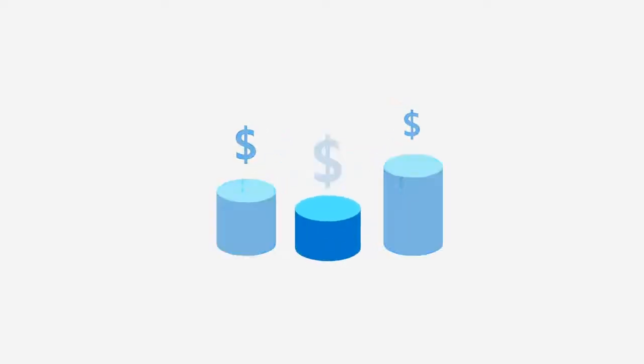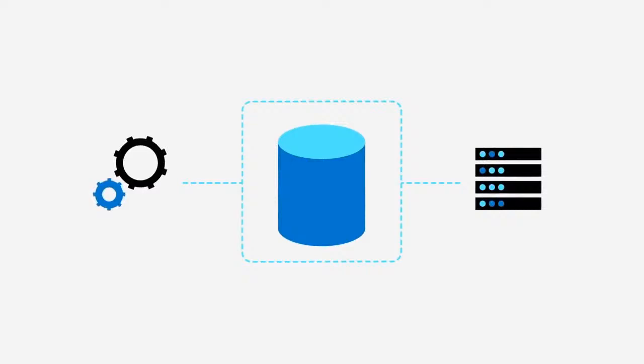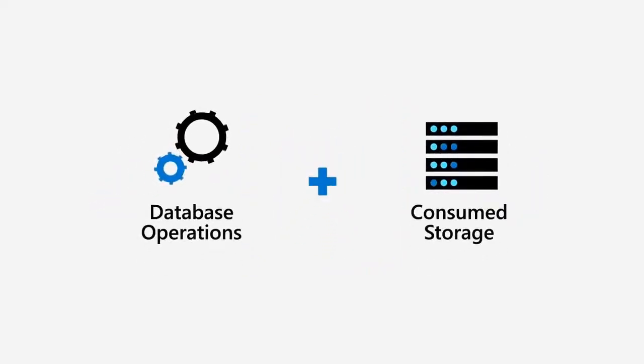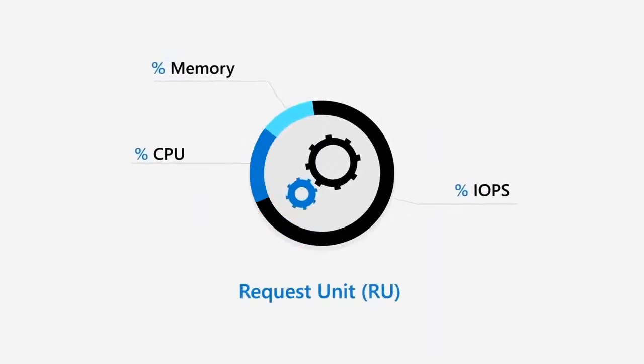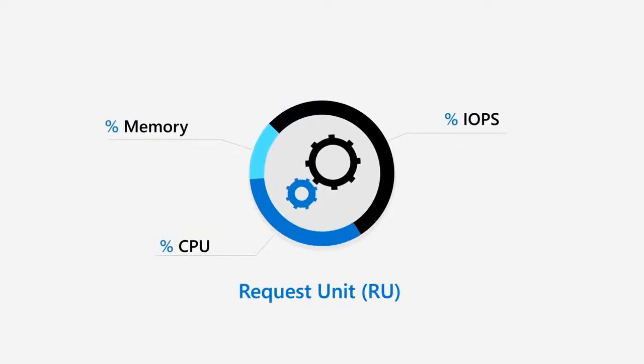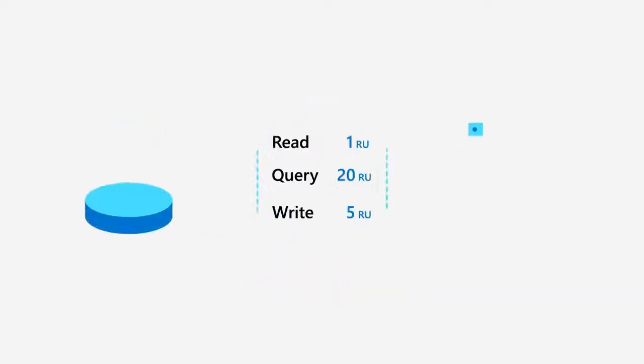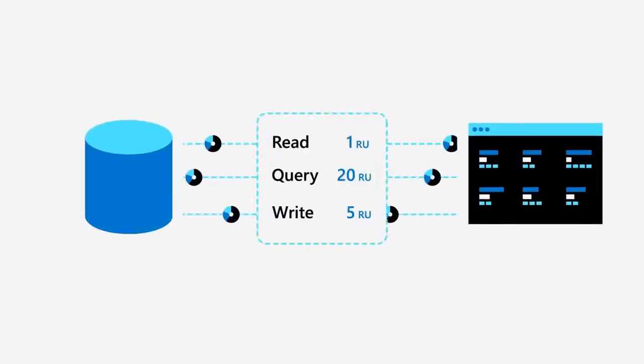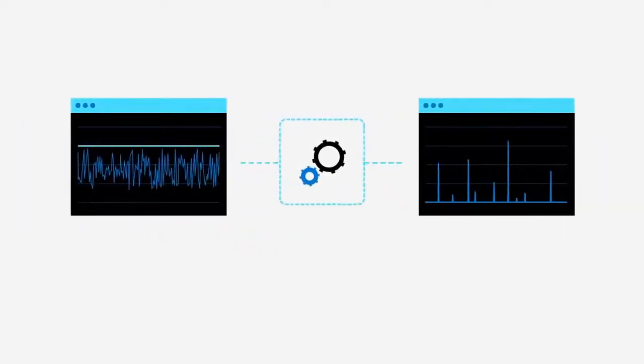Azure Cosmos DB helps you get more value for your money by making it easy to manage the components you pay for, database operations, and storage. The cost to perform database operations, including memory, CPU, and IOPS, is normalized and expressed as a request unit. More request units are charged for more demanding activities. For database operations, you can select one of two models, provisioned throughput or serverless consumption.